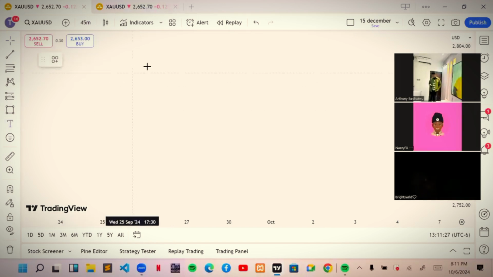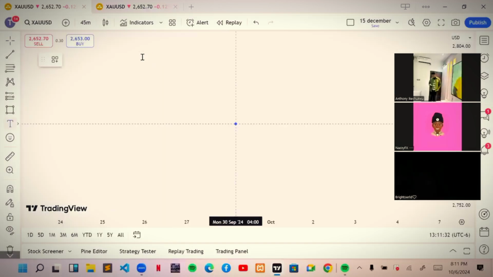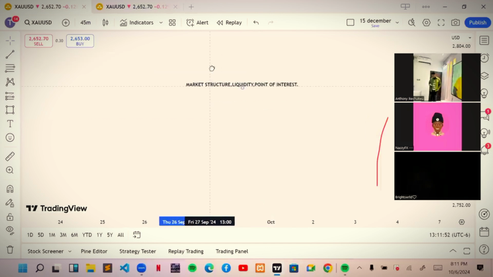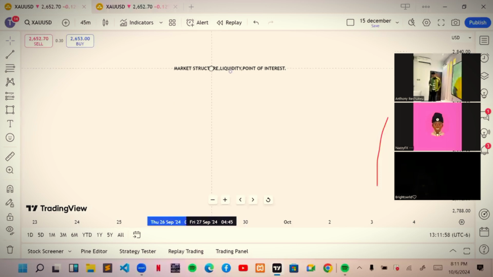So the topic is market structure, liquidity, and then points of interest. This is my trading strategy. So I will take the market structure first, then liquidity, then point of interest.